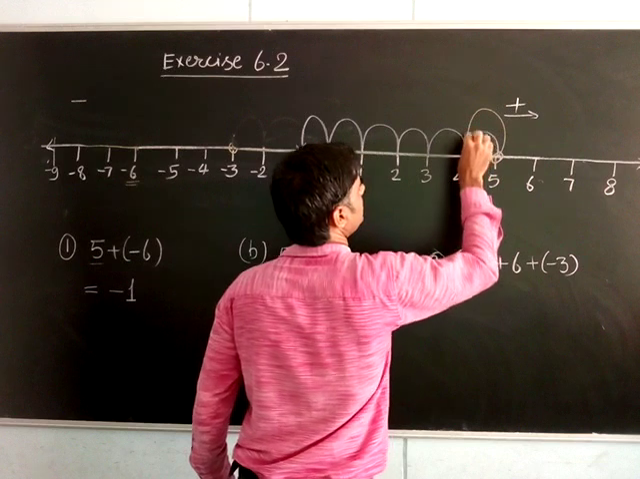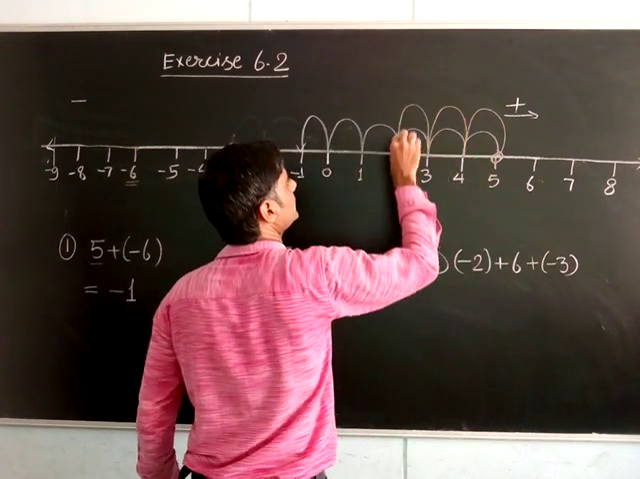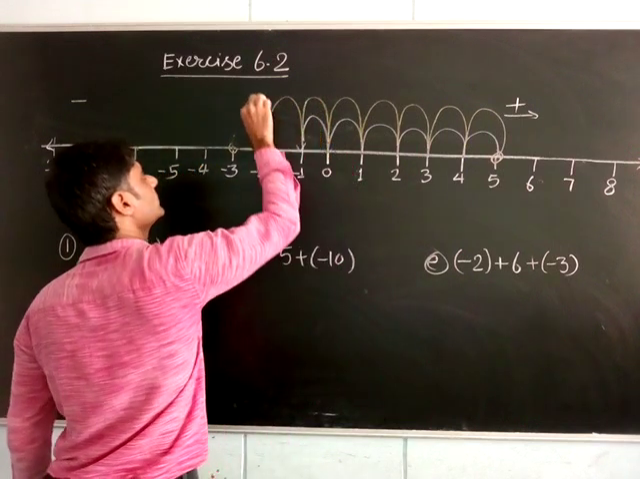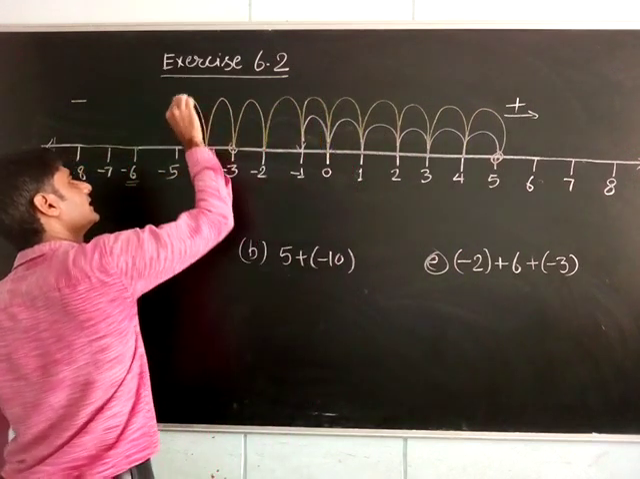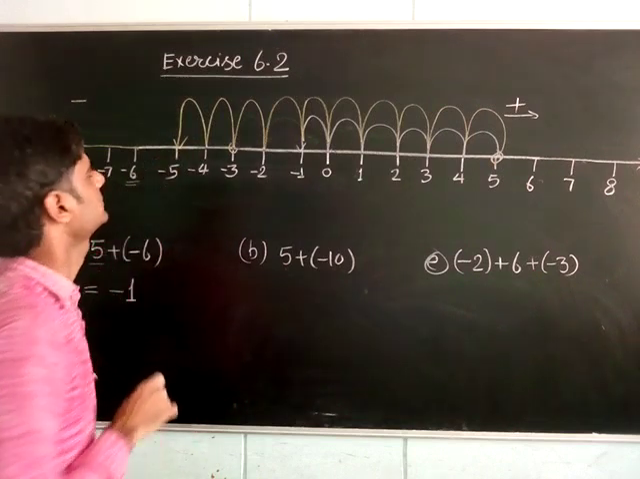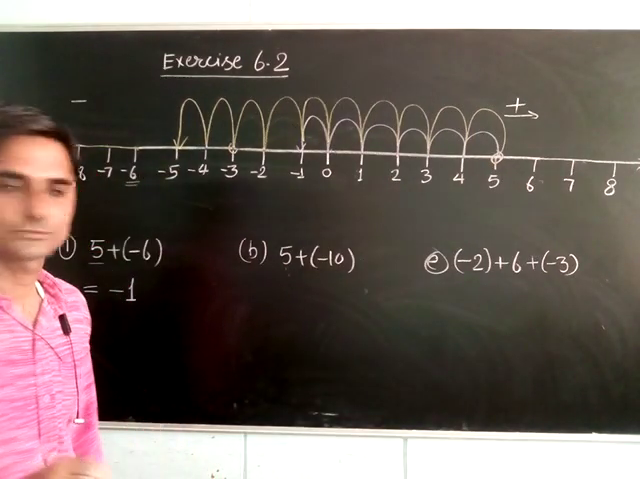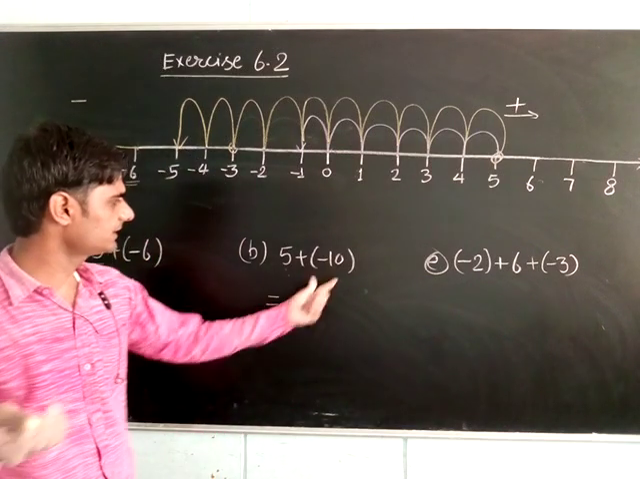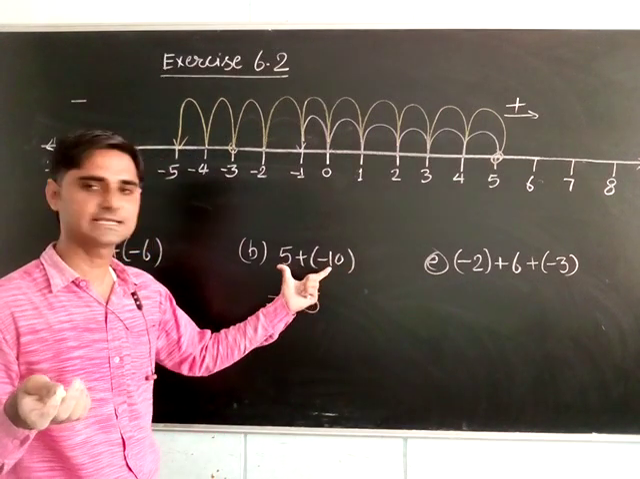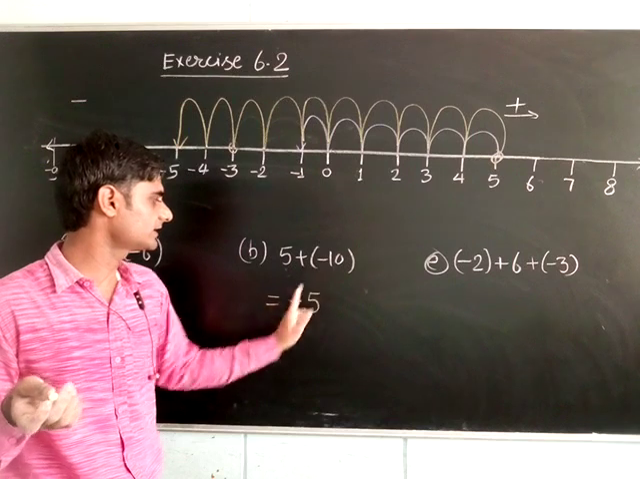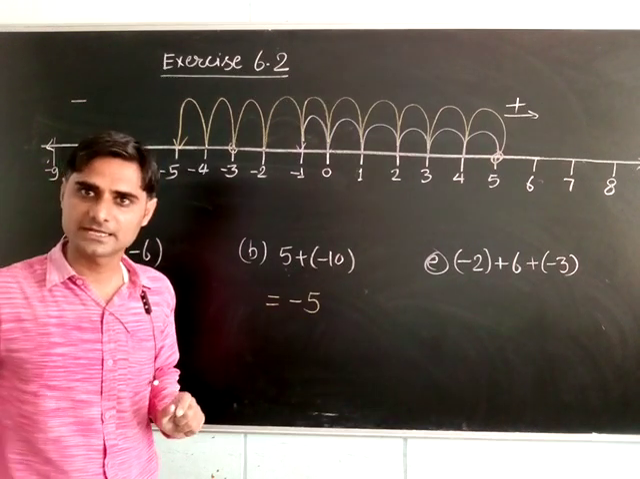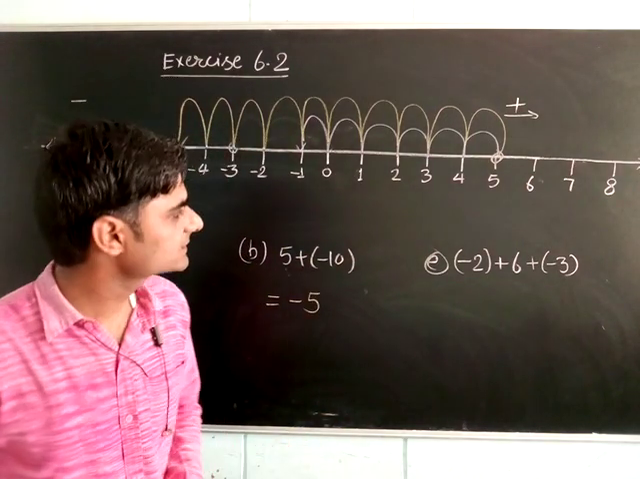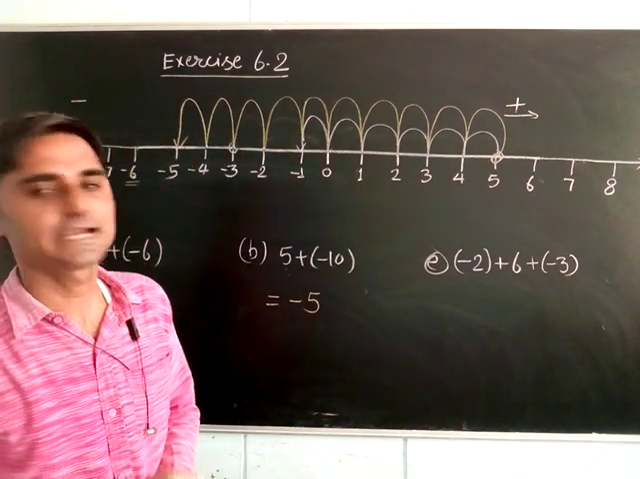So here 1, 2, 3, 4, 5, 6, 7, 8, 9, 10. Where we are now? Minus 5. So minus 5 will come. The reason is same: greater number, negative, different sign, subtract, 10 minus 5. Are you getting? Okay. Now the last number is minus 2 plus 6 and 3.